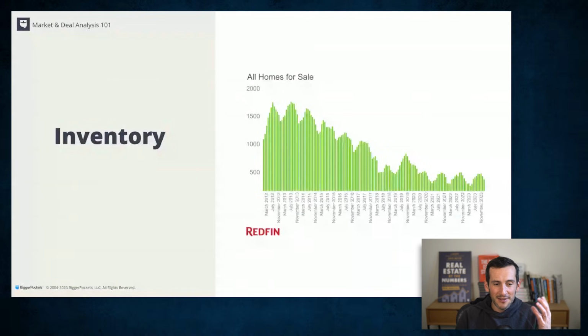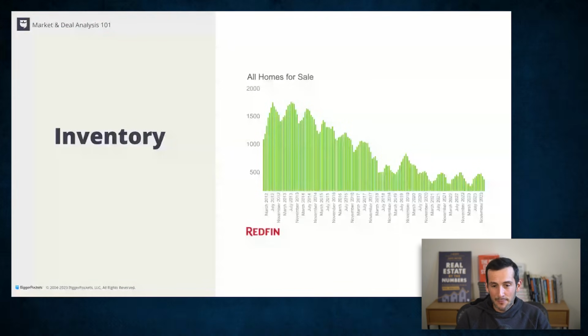And what you can see here is that since the Great Recession, going back more than 10 years, inventory, which used to be at 1,500 homes in a given month, is now below 500. So it's about a third of where it was 10 years ago. And it was already starting to get pretty low pre-pandemic, but it is still well below that number. And so that means that supply is constrained, and that bodes well, in my opinion, for future appreciation and growth in home prices, because that's just basically how supply and demand works. When there is low supply and relatively high demand, prices go up, and we're seeing that there is low supply.